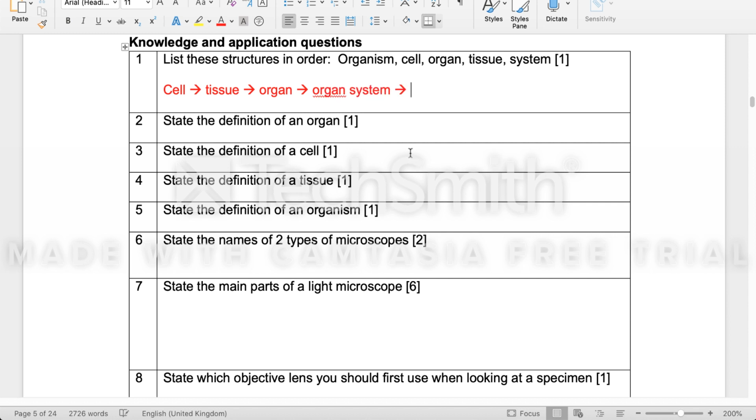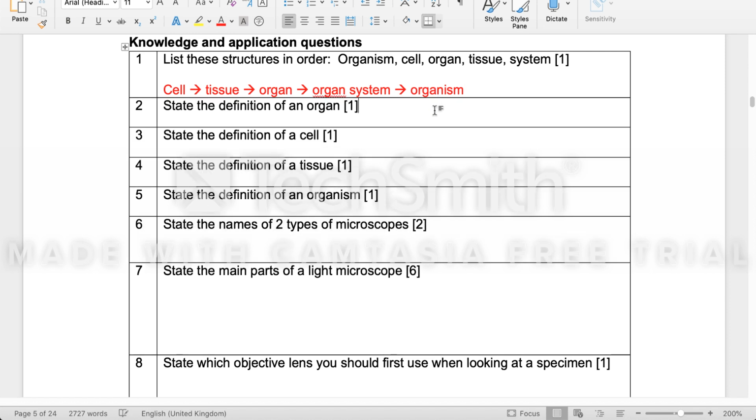And last thing is when you have a bunch of organ systems working together, then you're going to have an organism. Okay, so there you go. All right, state the definition of an organ. So this organ right here, right in the middle, what is the definition? What's the function of an organ?